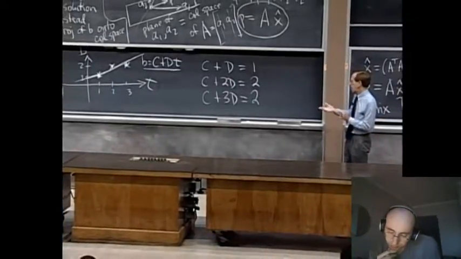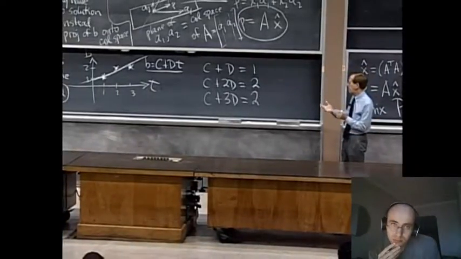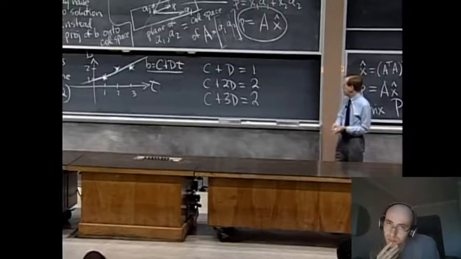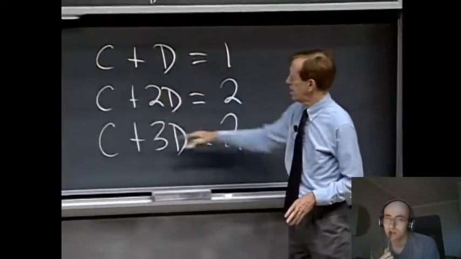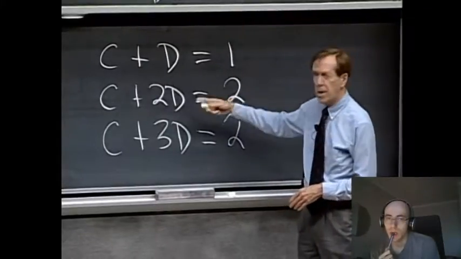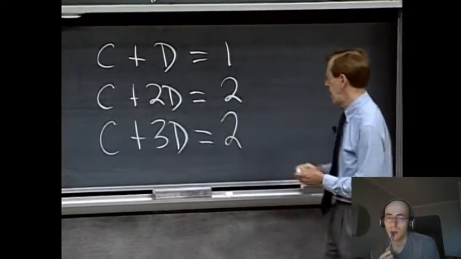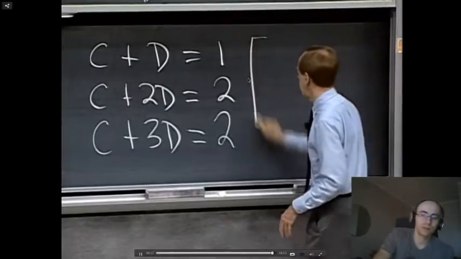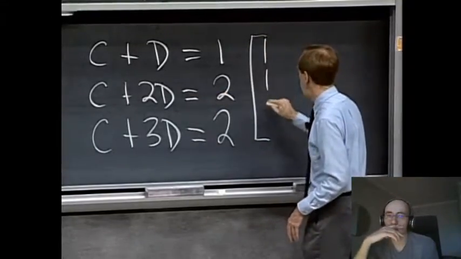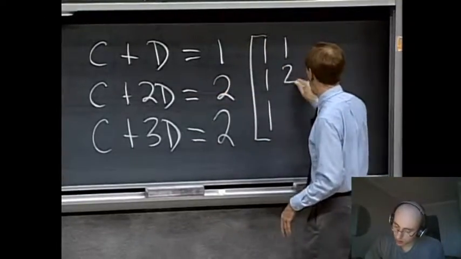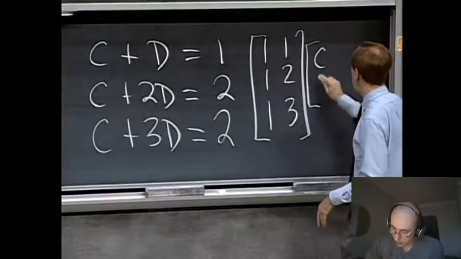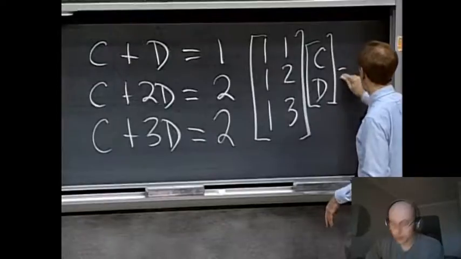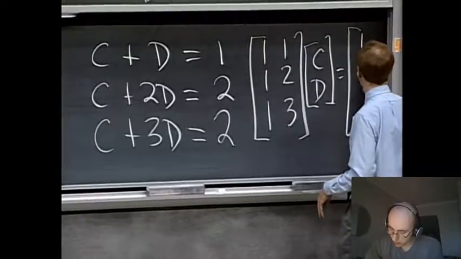So what is our equation Ax equals b that we can't solve? What's the matrix here? What's the unknown x? And what's the right-hand side? The matrix is 1, 1, 1, 1, 2, 3, the unknown is C and D, and the right-hand side is 1, 2, 2.